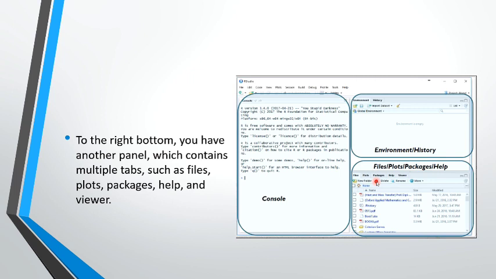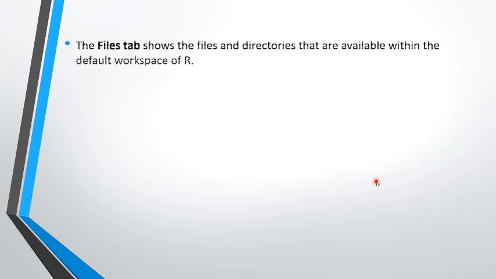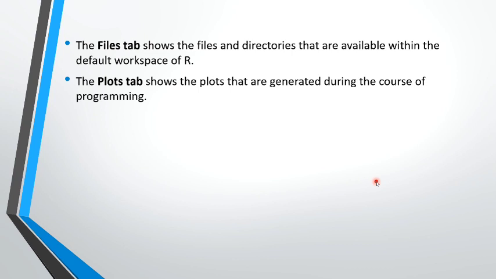So what does the files tab do? Here in the files tab we are able to see all the files and directories that are available within the default workspace of R. The plots tab shows the plots that are generated during the course of programming. Here we can see all the different types of graphs; they are shown as results in the plots tab.